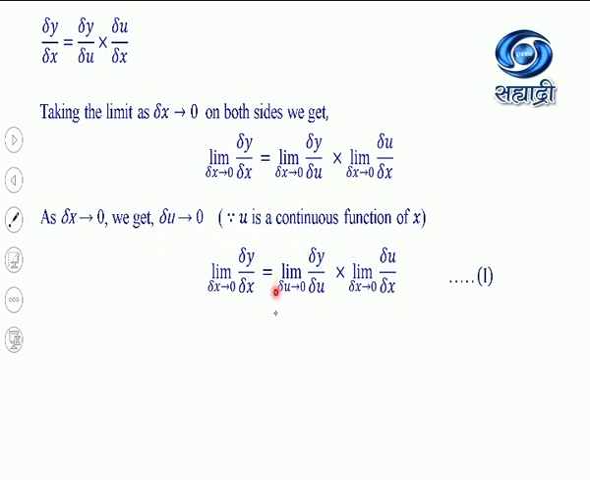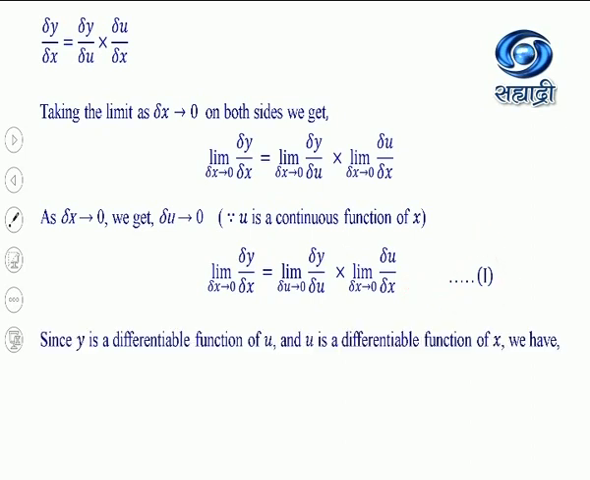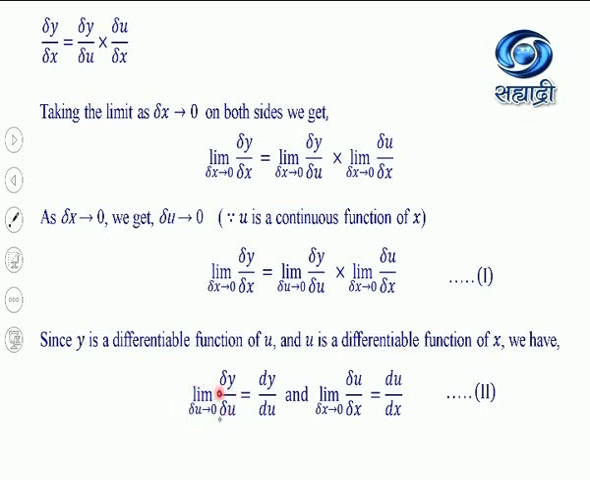So we replace here delta x by delta u. Now we say this is equation number 1. Now here, since y is a differentiable function of u and u is a differentiable function of x, then we have limit delta y upon delta u as delta u tends to 0, that is the first term of the right hand side of equation 1. That becomes dy by du and this second term becomes du by dx, by using the definition of derivative, that is also known as by using Leibniz notation.